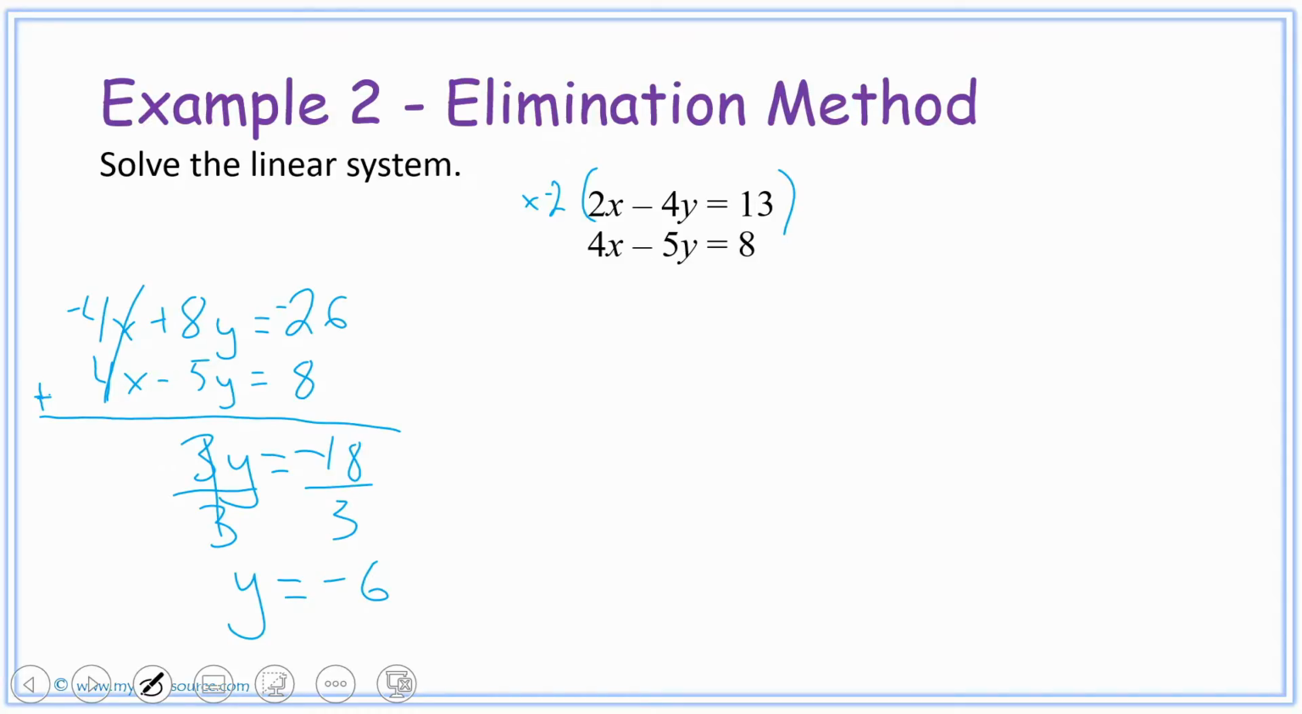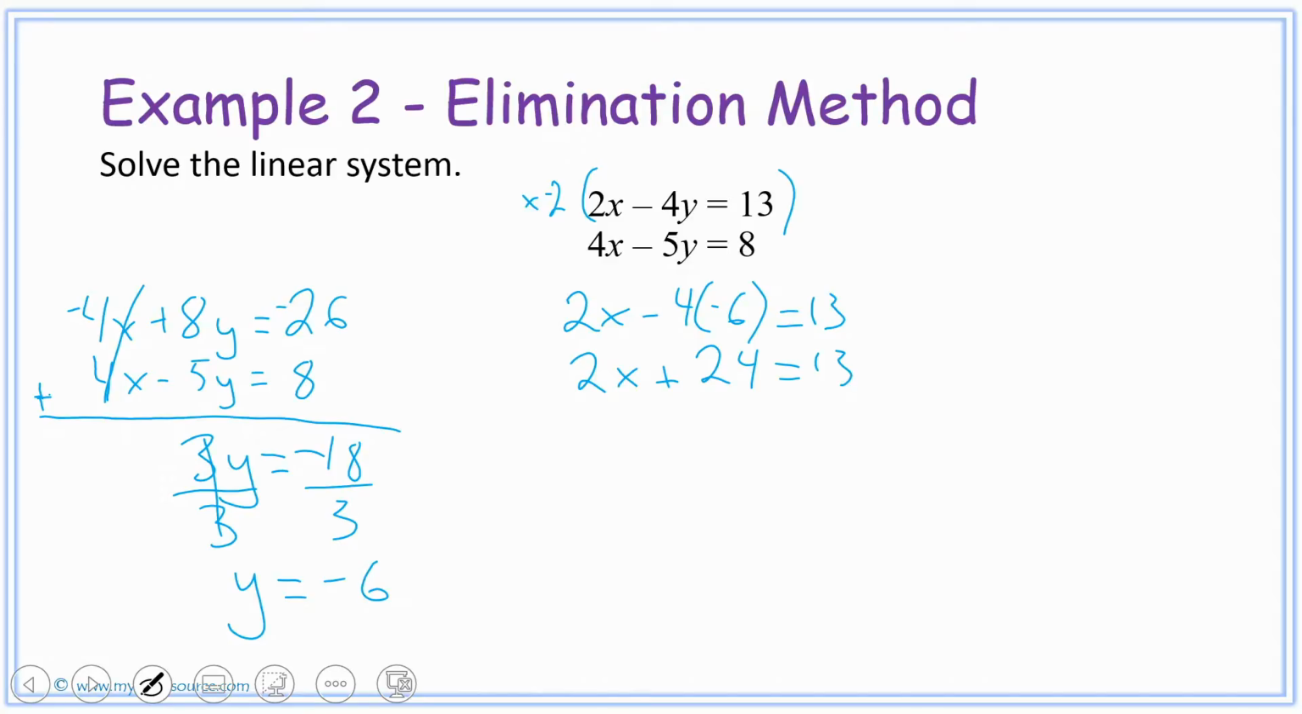Then we could take this y value and substitute it into one of the original equations. You could choose whichever one looks easiest. And I think the 2x, since it's smaller, might be the easier one. So we have 2x subtract 4 times our y that we just got, negative 6, equals to 13. And this will now allow us to solve for x. So we have 2x. We know it's going to be a plus sign here because of the double negative. 6 times 4 is going to give us 24 equals 13.